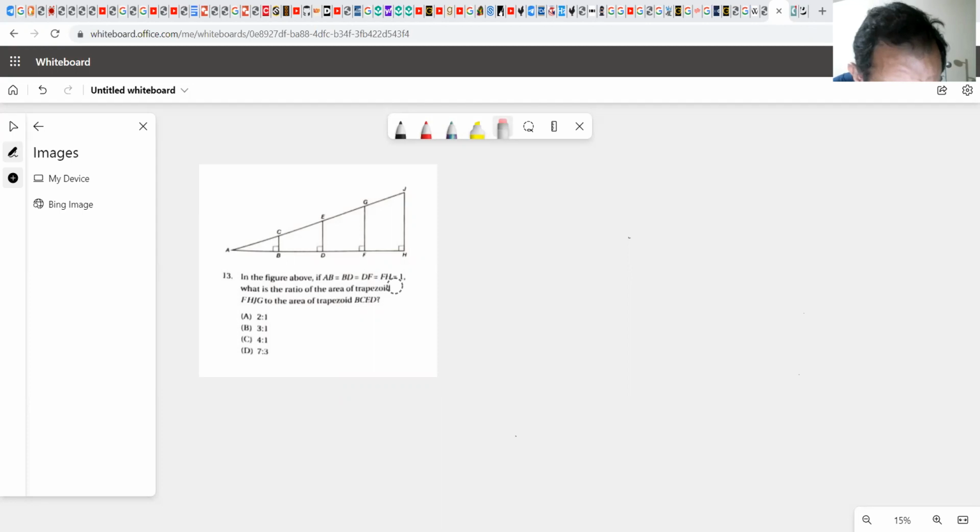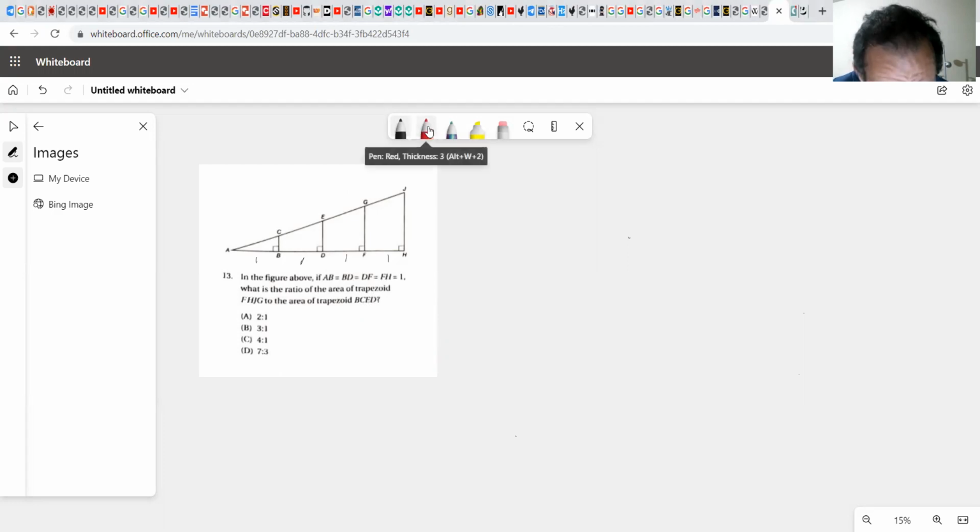Right? So it says in the figure above, if AB equals BD equals DF equals FH equals 1, what is the ratio of the area of trapezoid FHJG to the area of trapezoid BCED, right? So first of all, the information they're giving you is that this is 1, this is 1, this is 1, and this is 1, right? And then you're trying to find the ratio of the areas of the trapezoids, right?